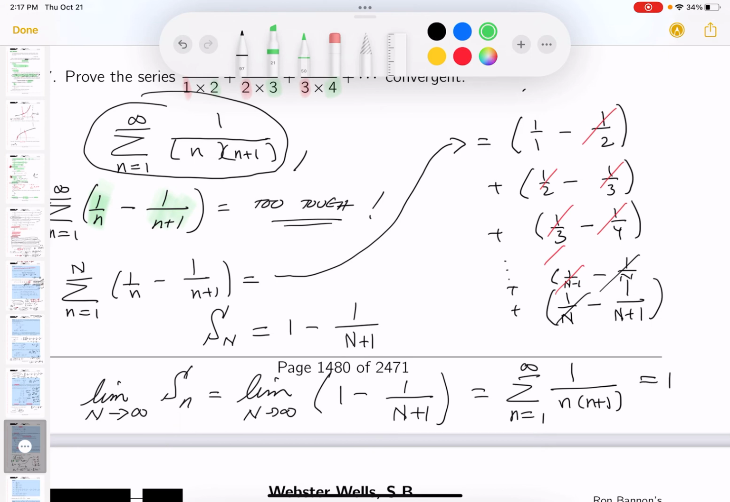This is a very simple limit, by the way. What do I mean by that? When n gets really large, 1 over a really large number gets really small quick. So it's 1 minus 0, which is 1.